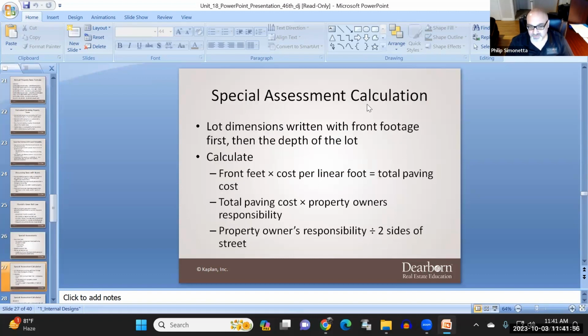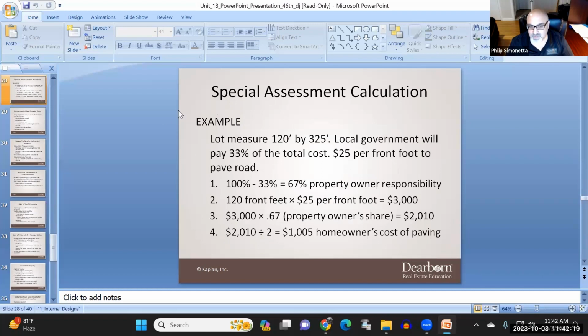Special assessment calculation. You've got to take the lot dimensions written with the front footage first, then the depth of the lot. You have to calculate front feet times cost per linear foot equals the total paving cost. The total paving cost times the property owner's responsibility, and the property owner's responsibility is divided by two sides of the street. Okay. So here's an example. A lot measures 120 feet by 325 feet. The local government will pay 33% of the total cost, $25 per front foot to pave the road. And then they ask you to calculate it. So here's how it works.